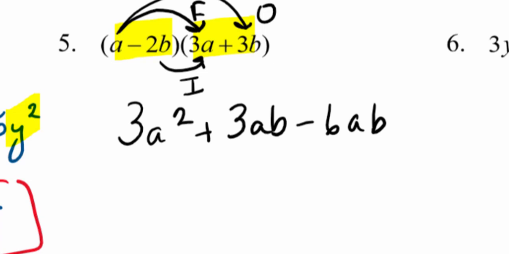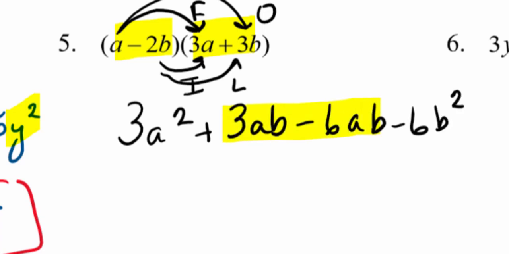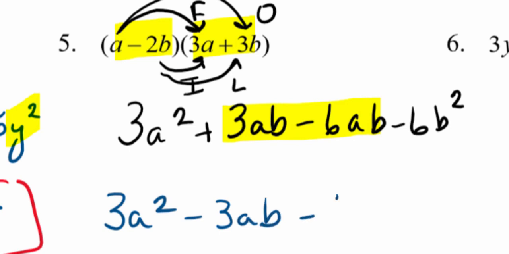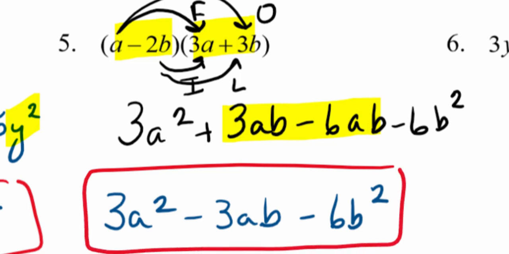Okay, and then we're going to multiply our last, and we have a negative 6. But see how we have B times B? So that's B squared. Okay, these are your middle terms here. They are like terms. So let's go ahead and combine. So 3a squared, and then here we get a negative 3ab, and we have our negative 6b squared, and no like terms remaining, so that's our final answer.